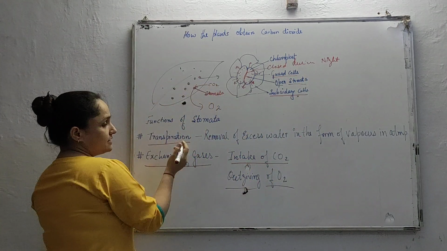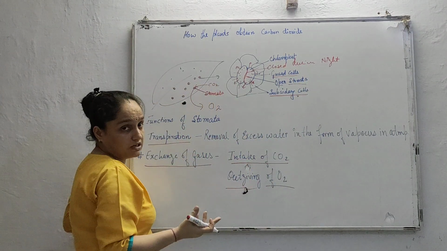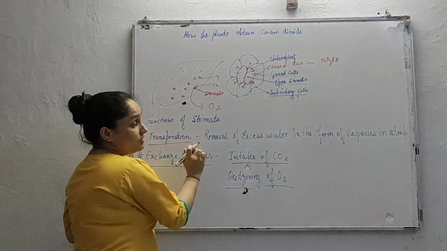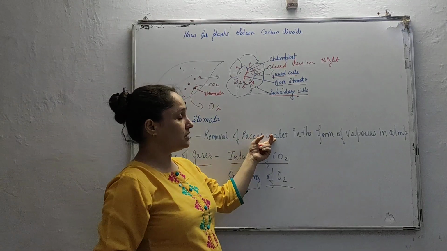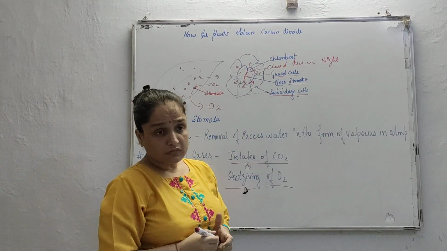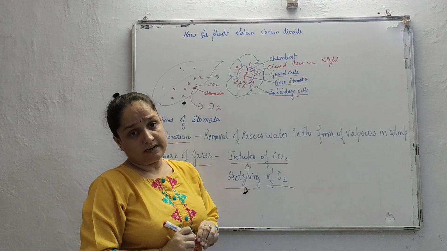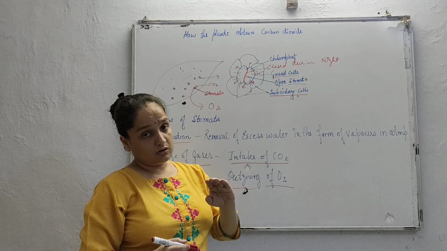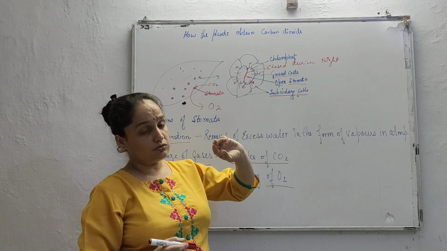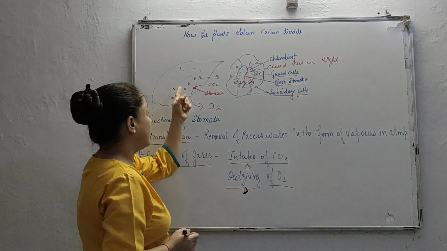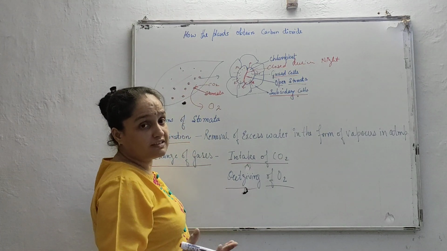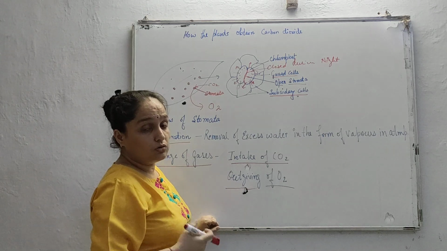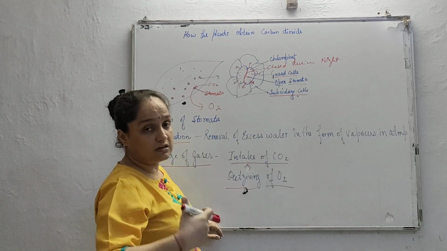So what is the basic or major function of stomata? That is transpiration. The first function is the removal of excess water. During 24 hours, the plant absorbs water through the roots, and it then enters the stem. The stem transports that water to the leaf, and the channel that works is the xylem. Xylem transports the water, so during 24 hours this water is getting transported.